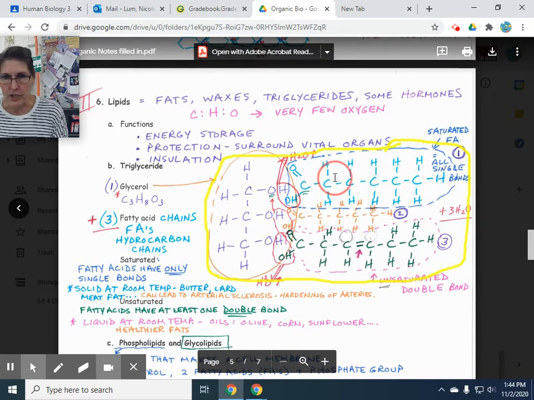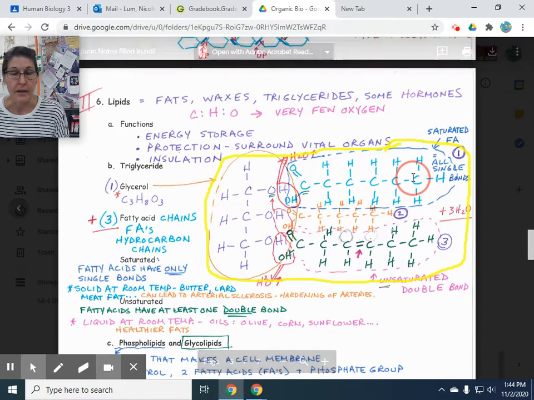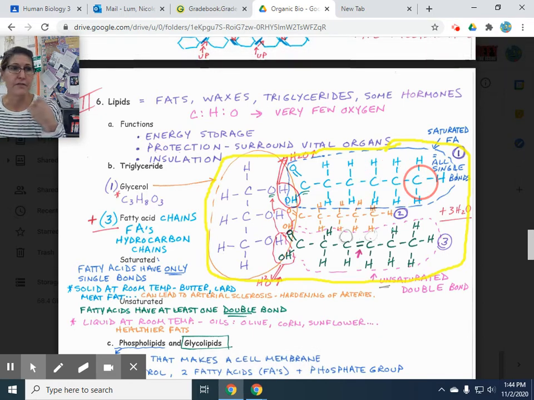This is the part of the chain that can vary. It can have different numbers. Maybe there's 50, maybe there's 100 carbons, maybe it's double bonded, maybe it's a single bond. That's the part that's going to change and make a slightly different lipid for us.